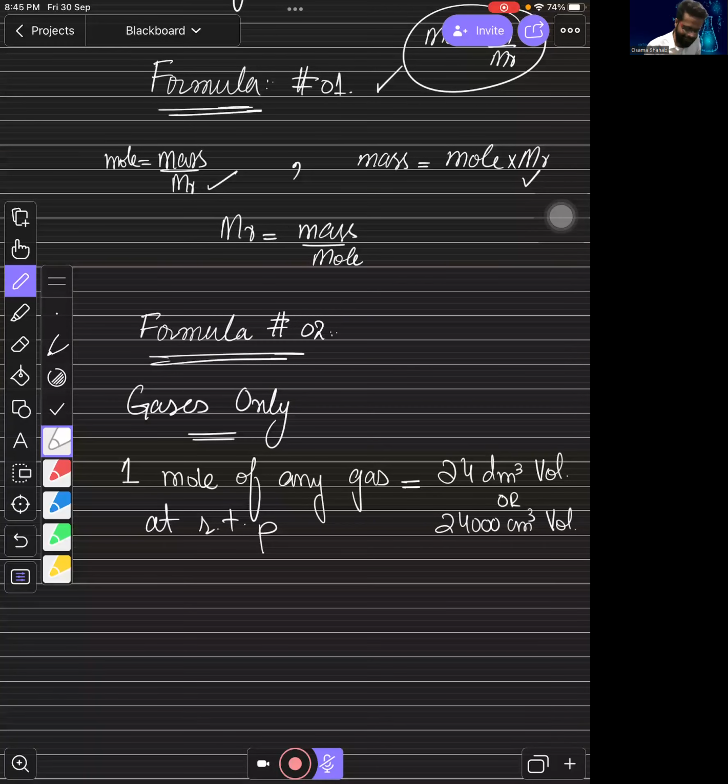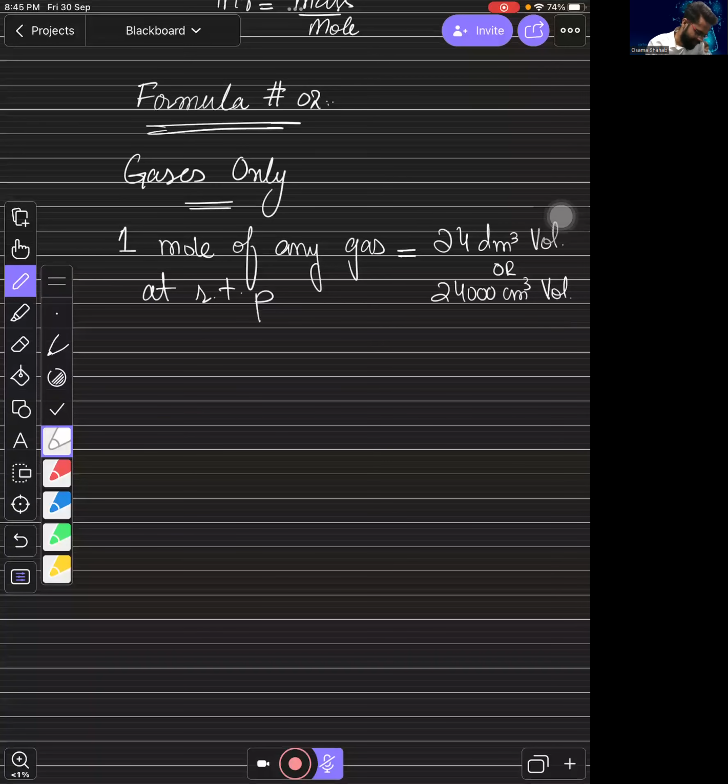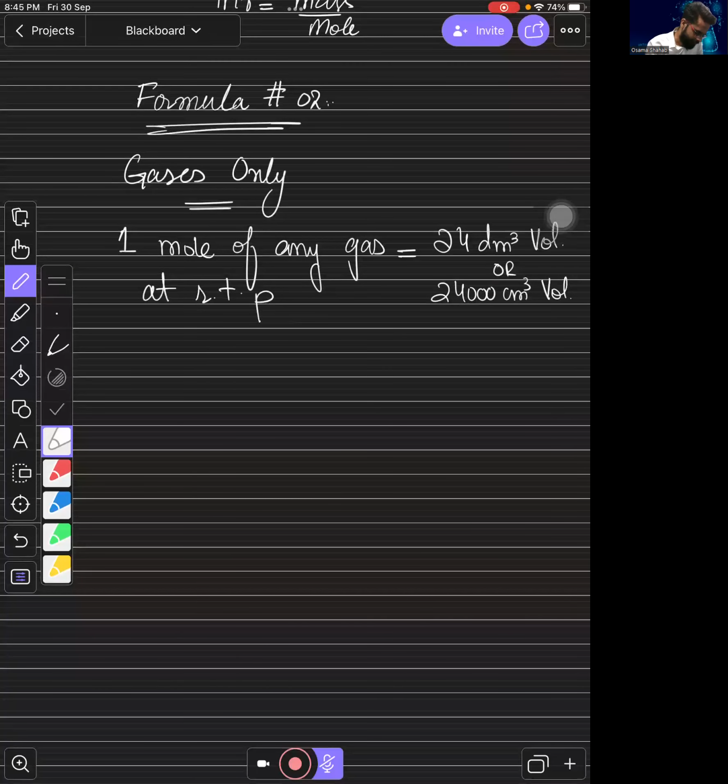1 mole of any gas at room temperature and pressure always has 24 decimeter cube volume or 24,000 centimeter cube volume, right, bacho? Now just write down the formula for this. For example, how can we derive the formula? Suppose I gave you that you have to find the number of moles in 500 centimeter cube of chlorine gas.